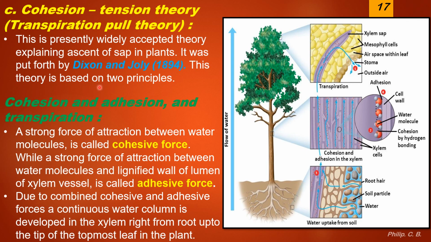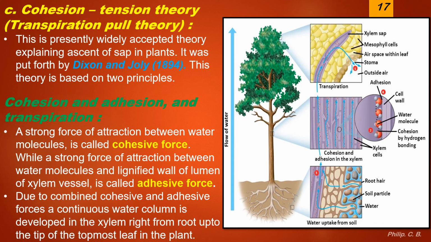So students, unlike the earlier theories, this was the most widely accepted theory. So cohesion and adhesion, and transpiration. So first point, a strong force of attraction between water molecules is called cohesive force, while a strong force of attraction between water molecules and the lignified wall of lumen of xylem vessels is called adhesive force. Due to combined cohesive and adhesive forces, a continuous water column is developed in the xylem right from the root up to the tip of the topmost leaf in the plant.